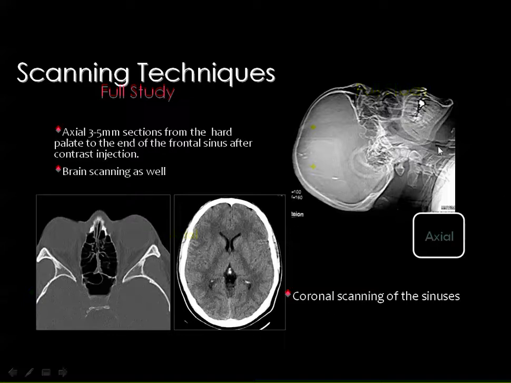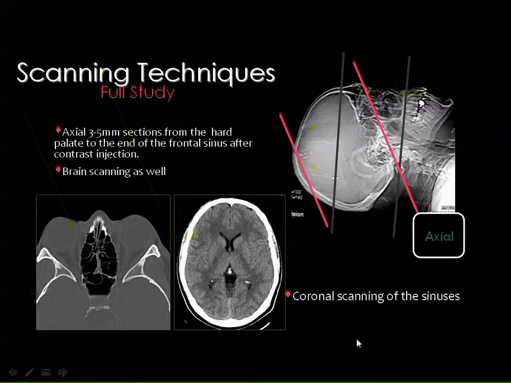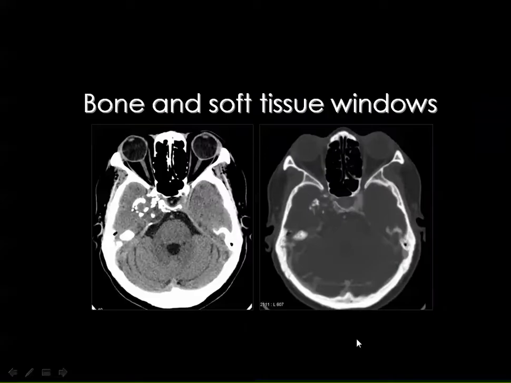For the axial images, we have the patient in the supine position, and we have the scanogram in the lateral view. Then we specify the area to be examined from the level of the hard palate, and we proceed upward until we finish the frontal sinus. These are the axial images, also at 3 mm intervals. Then we scan the brain from the base of the skull up to the vertex at 1 cm scan intervals.